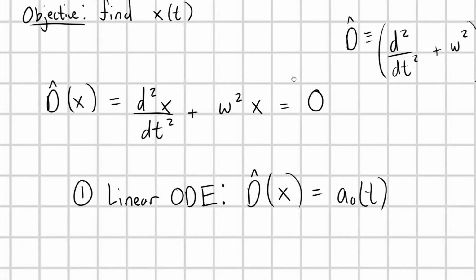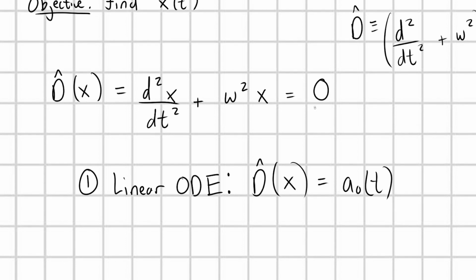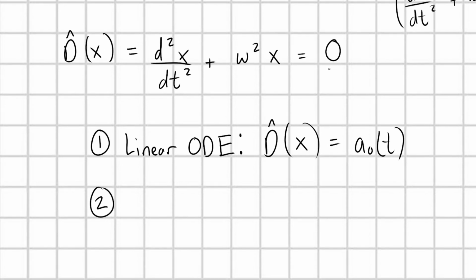Beautiful. And so we have this form here, right? This is a linear ODE. Now, specifically, we can see here that d hat x equals a naught of t, and specifically, this a naught of t is equal to 0, right? d hat x is equal to 0, right? Because of that, we can come up with a second key property of this equation.